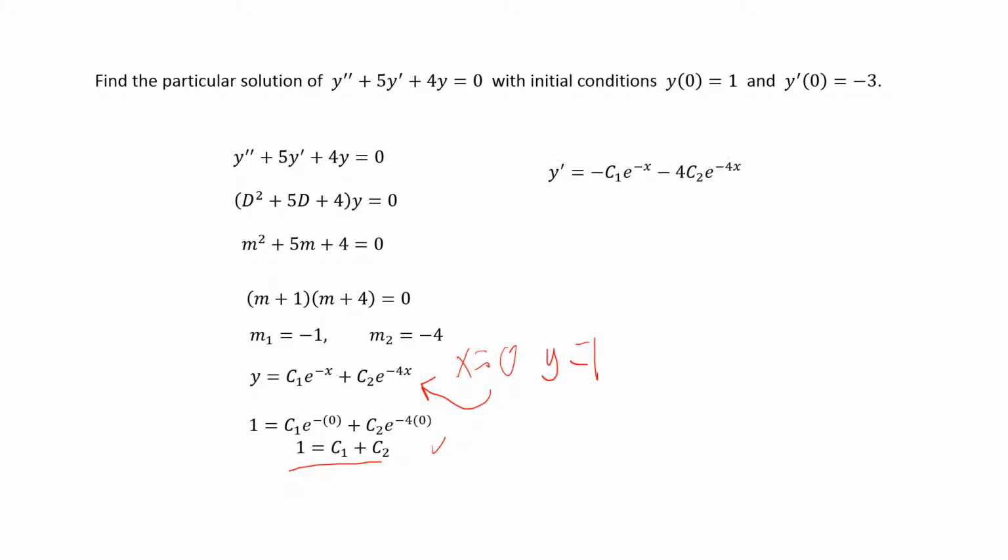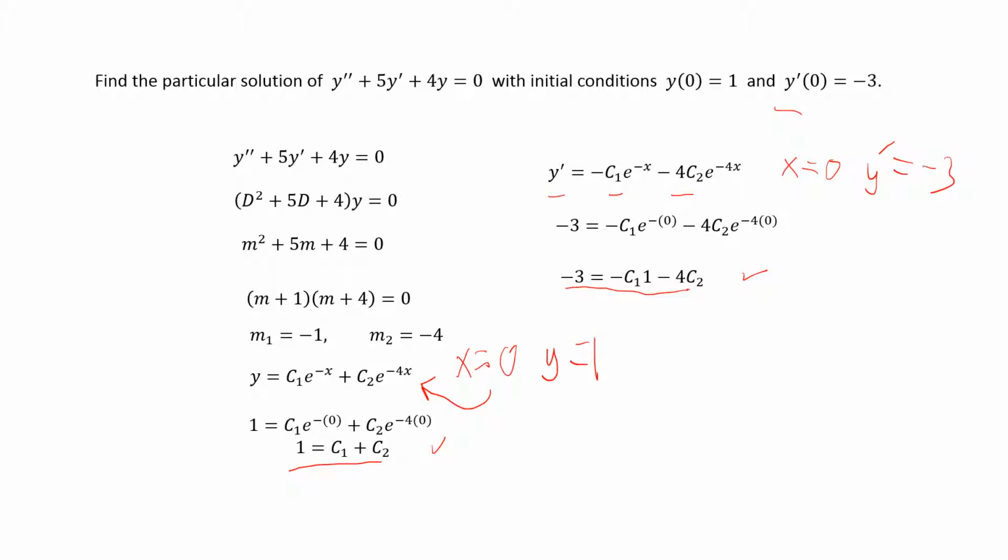And the next step is find y prime because you need y prime there. So your y prime is what? Derivative of c1 e to the negative x is negative c1 e to the negative x, minus 4 c2 e to the negative 4x. And substitute the condition when x is equal to 0, y prime is negative 3. So you have negative 3 is negative c1 e to the negative 0 minus 4 c2 e to the negative 4 times 0, or this will just be negative 3 is negative c1 times 1 minus 4 c2. So this is another equation.